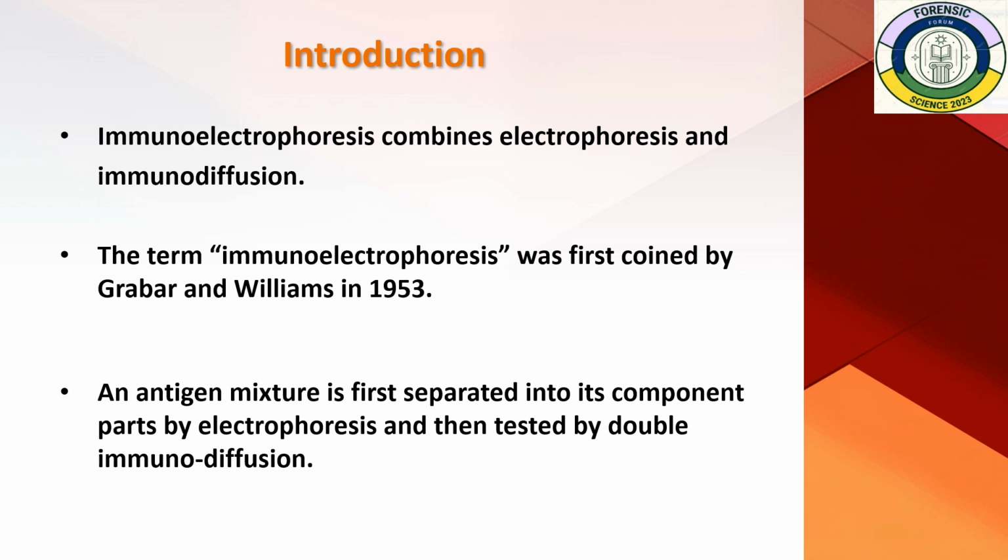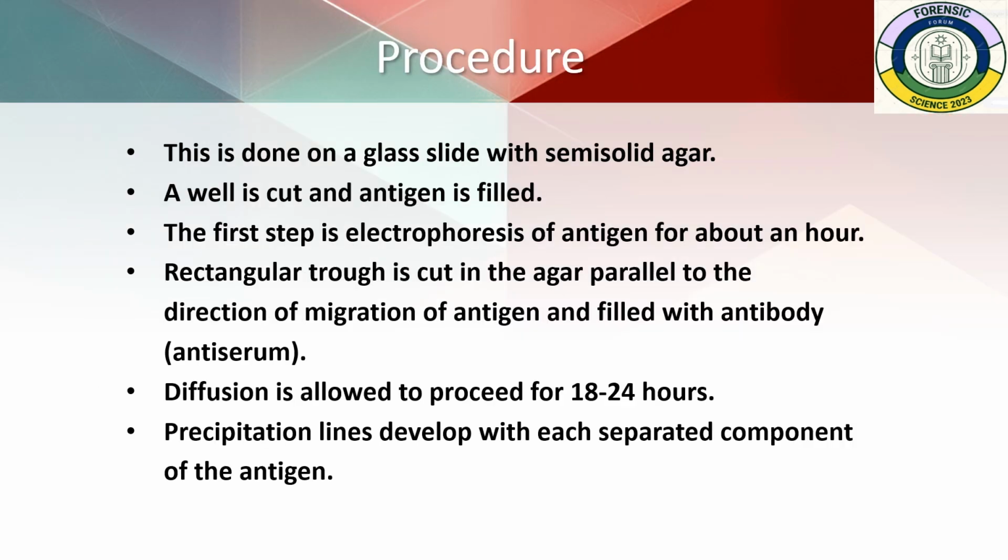What is the procedure of this technique? In this technique, we use agarose powder for the preparation of gel. The gel is placed into the electrophoresis chamber with the samples on the cathodic side. An electrophoresis run will be followed for 20 minutes at 100 volts. Then a well is cut and antigen is filled into it. The first step is electrophoresis of antigen for about an hour.